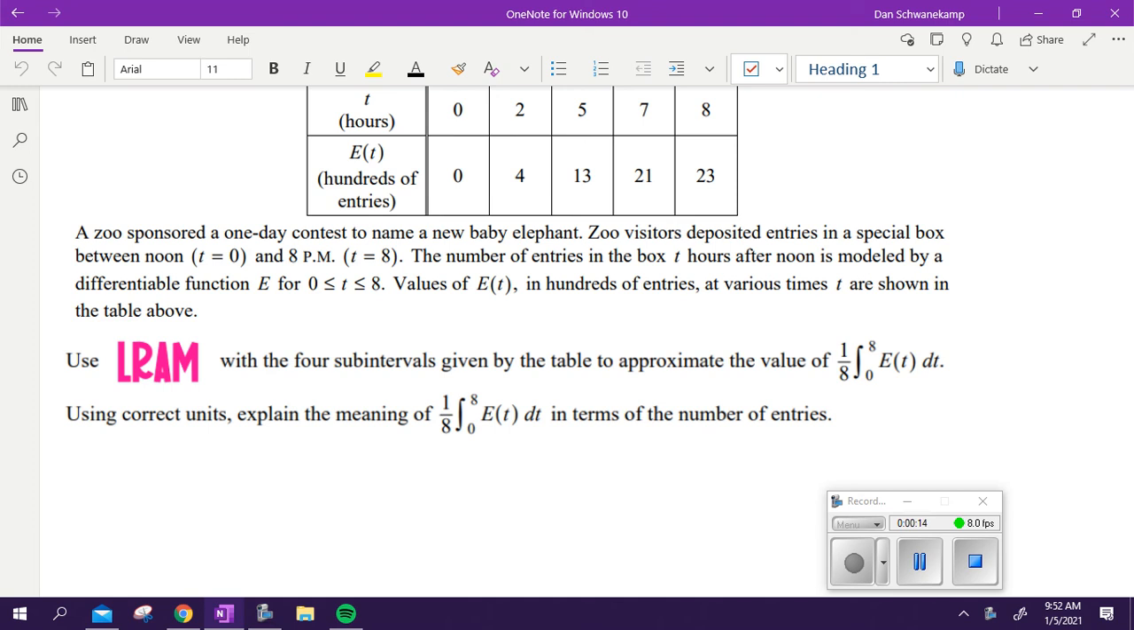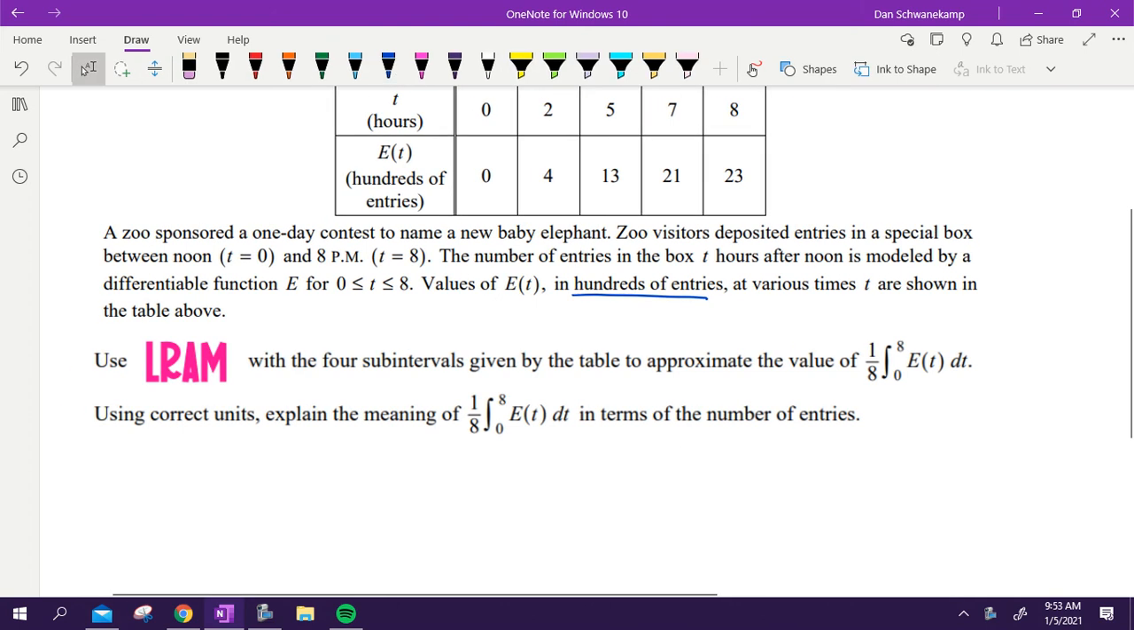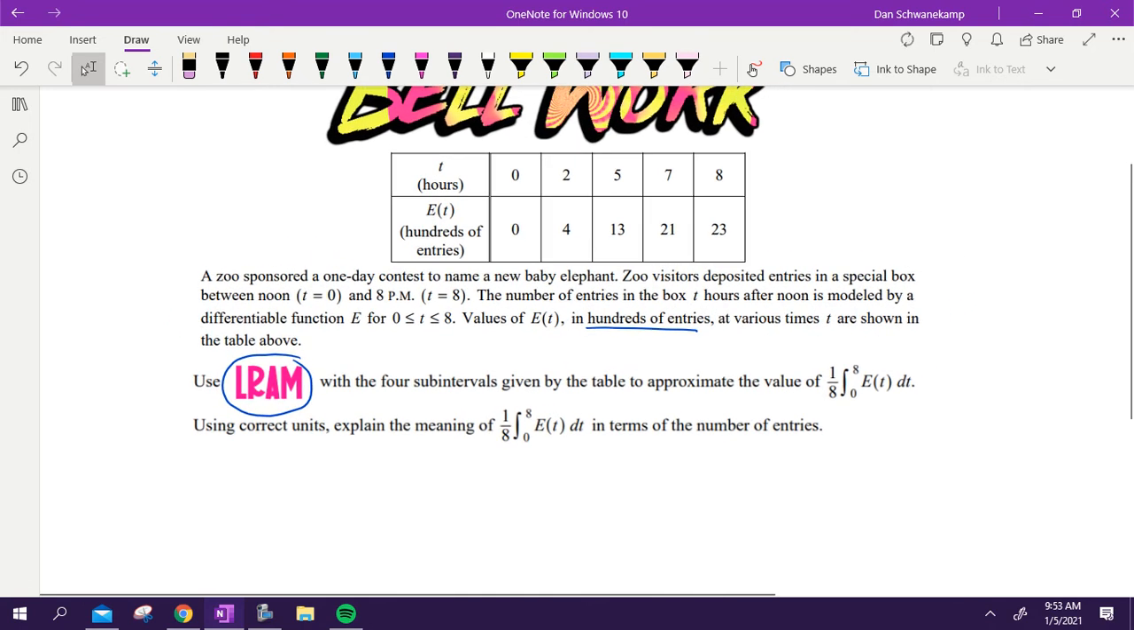A zoo sponsored a one-day contest to name a new baby elephant. Zoo visitors deposited entries in a special box between noon and 8 p.m. The number of entries in the box is modeled by the differential equation E. The values of E of t, in hundreds of entries at various times, are shown in the table above. Use LRAM with 4 subintervals given to approximate 1/8 integral from 0 to 8 of E of t dt, and then explain it using correct units.